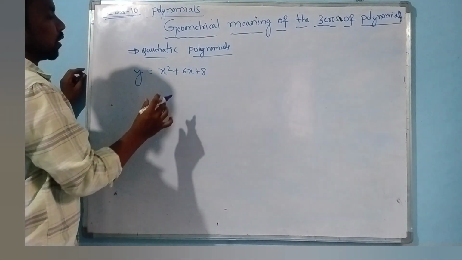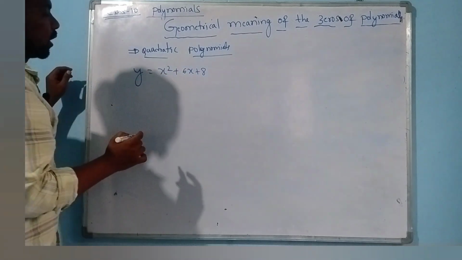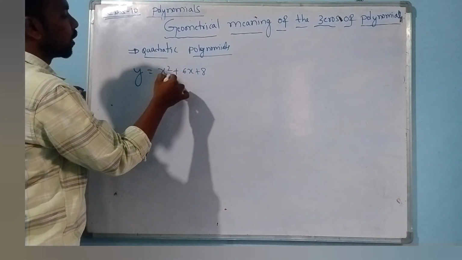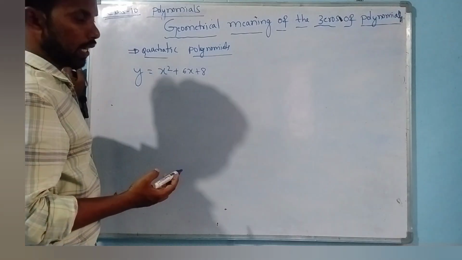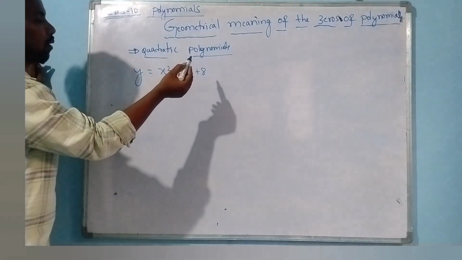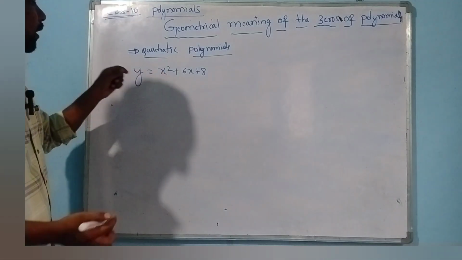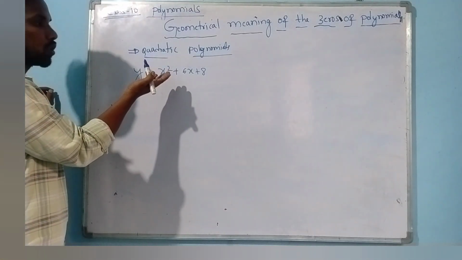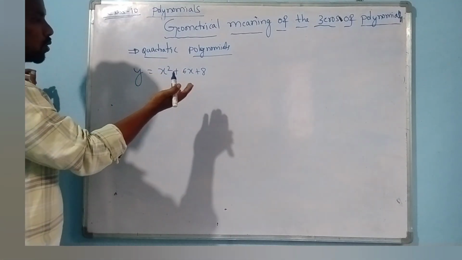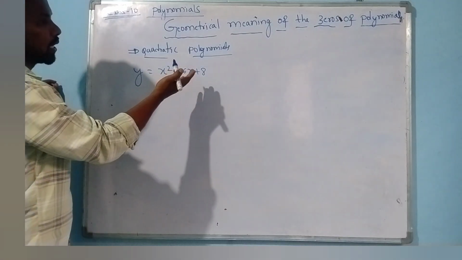x square plus 6x plus 8. What is this? This is a quadratic polynomial. How can you tell this is a quadratic polynomial? Because the power is 2. So it's a quadratic polynomial. Now you have to find how many zero points there are in this quadratic.